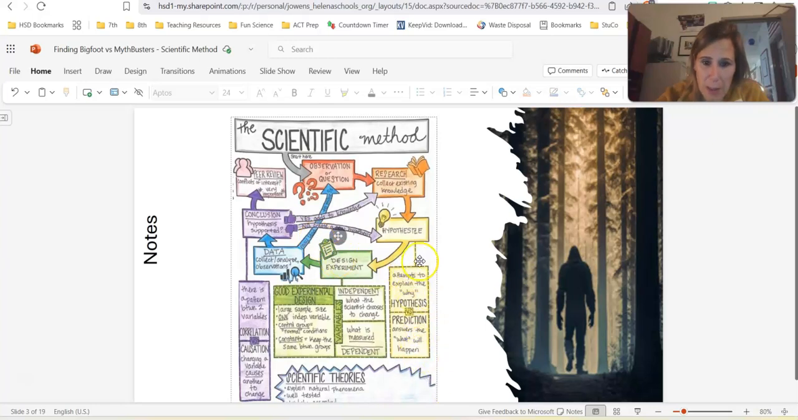Some other things you guys might look at is the difference between a hypothesis and a prediction. So a hypothesis attempts to explain the why. So you say if, then, because. If I change this, then this happens because. So we're trying to explain the why. Whereas a prediction is just what do we think is going to happen. So we always want to make sure we have a hypothesis and not just a prediction. We always want that because statement.